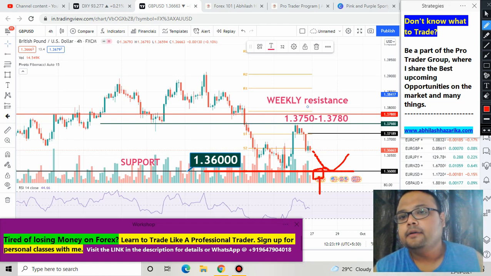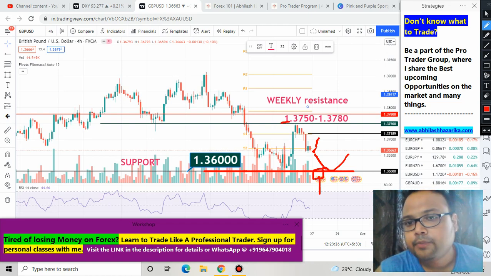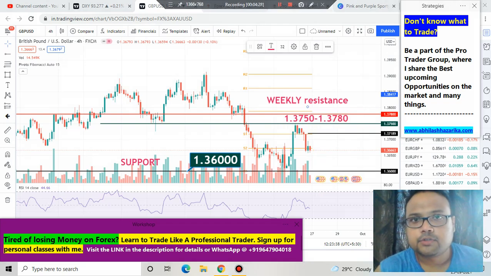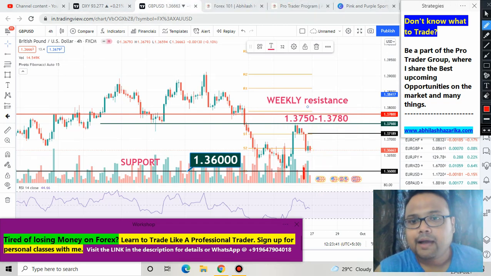On the other hand, if market goes up from here, then just observe the price at 1.3750 to 1.3780 level. There is a good possibility of market reversing from this particular level. So if market reverses from this level here, then you can short the market. Okay, so for Monday, buy here and short here.